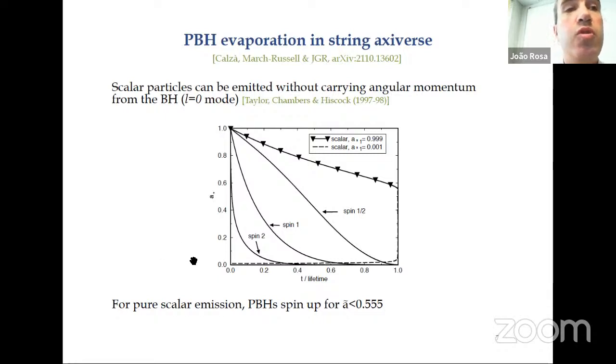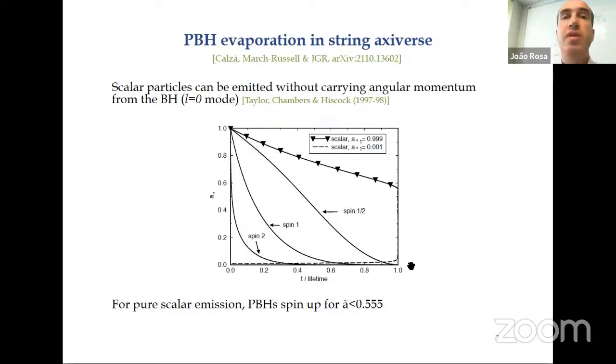But for small spins, and this means below 0.55 for pure scalar emission, the L equals 0 mode dominates. So the black hole spins up. If you start above 0.55, then the higher modes, L equals 1 and so on, dominate, and the black hole spins down. But you see, most particles in the standard model are fermions or gauge bosons. So if you put things together, a black hole does spin down as it evaporates, and that's the standard law. But now if you have scalar particles, that does not need to be the case.